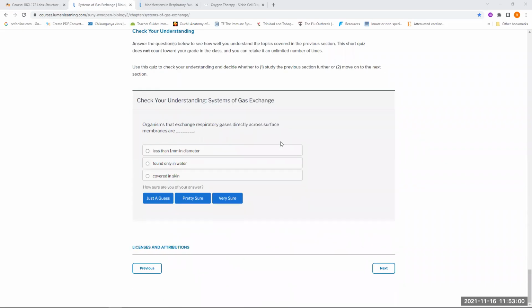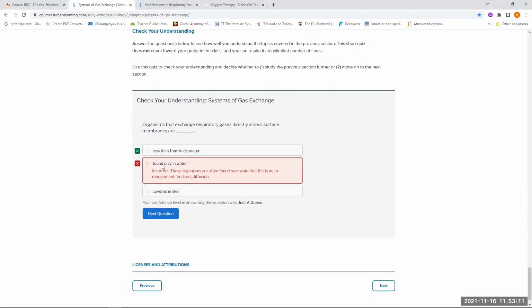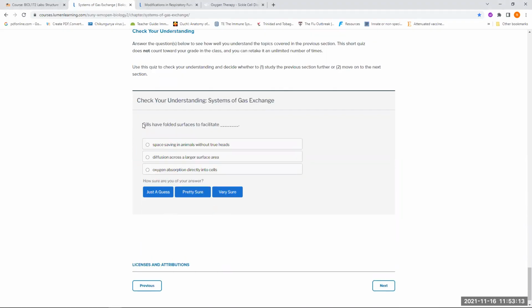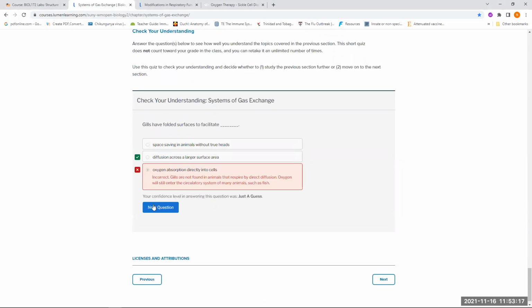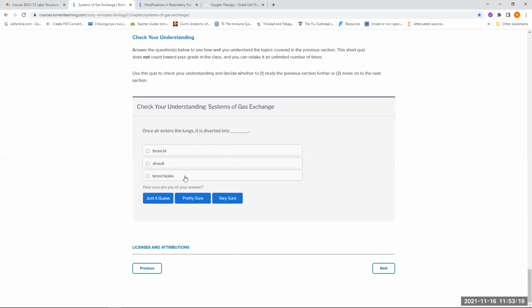Let's look at this question now. Directly across the membrane. Nope, less than 1 millimeter. So we didn't know that one. We don't need this one. We don't look at animals, right? Okay, this one. Once air enters the lungs, it is diverted into which one?